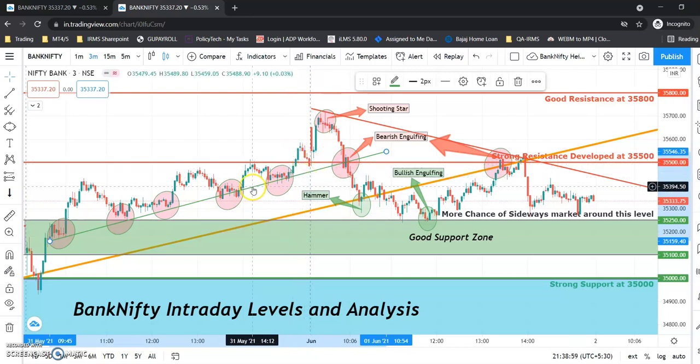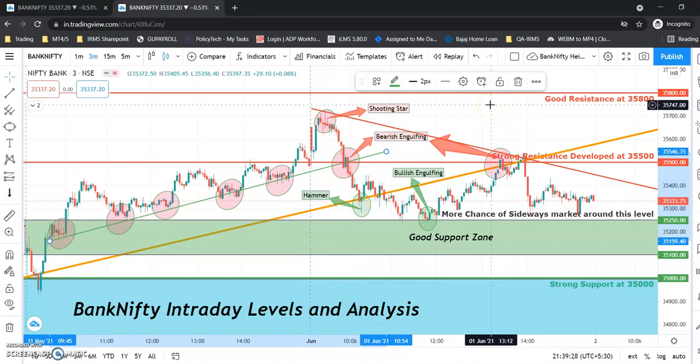Okay, so what I have done, I have just extended this trend line to the next day as well. So what we can see over here is the breakdown of the trend line, both the trend lines, the one marked as green and the horizontal which is marked at the level of 35,500. Okay, and I have marked few of the places to show the candlestick pattern.